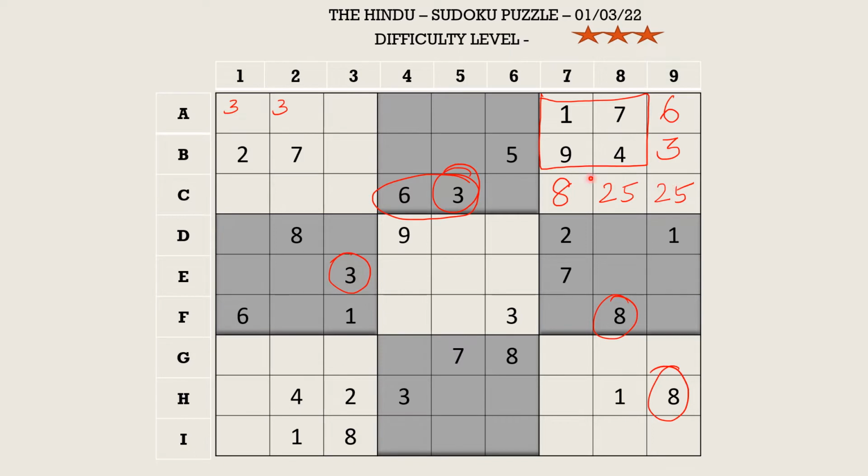Now if you see the C row, you have this 7 here which blocks these 3 cells. That means C6 is the only cell where 7 can be.